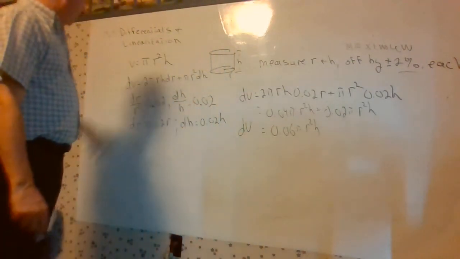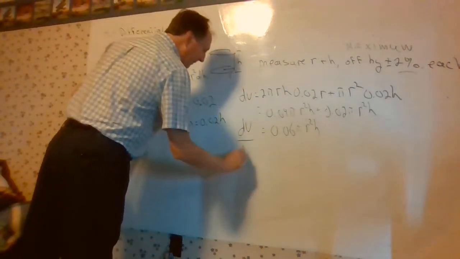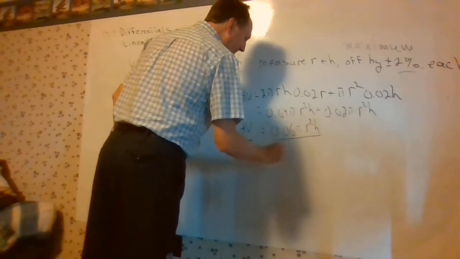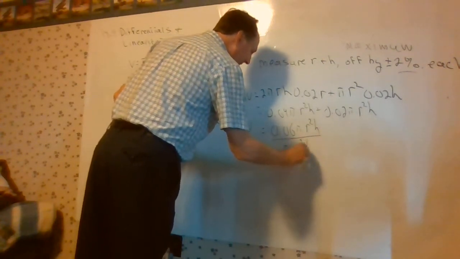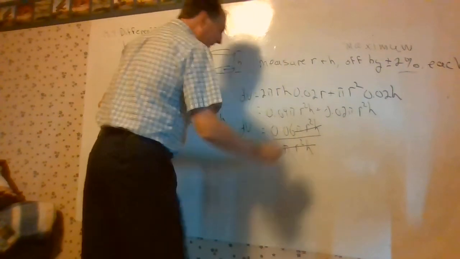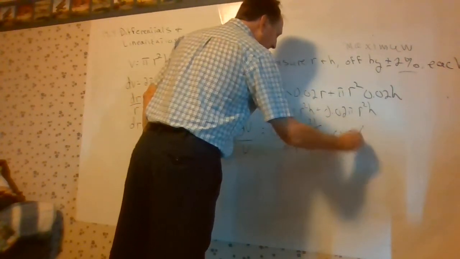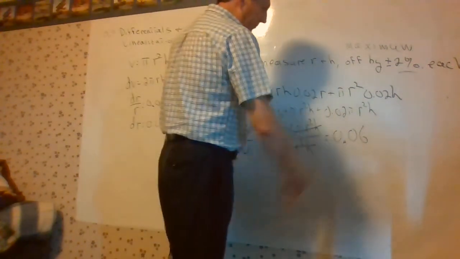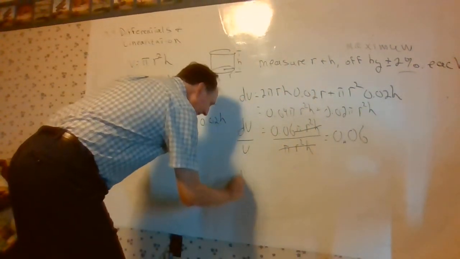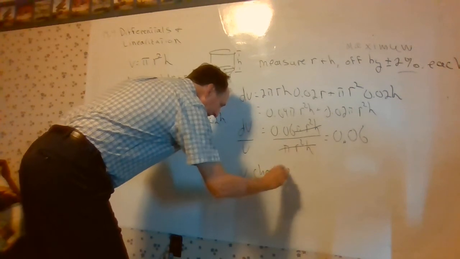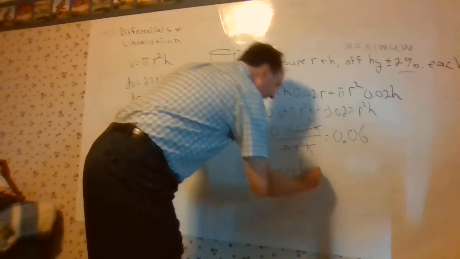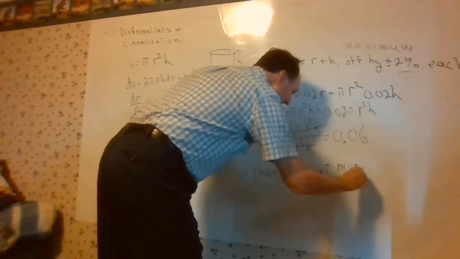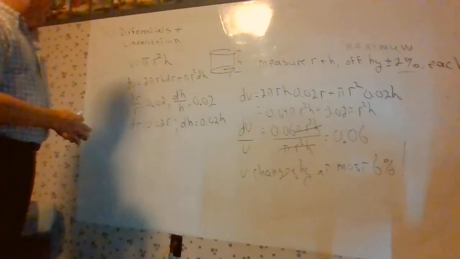Now, if we want to put this into some sort of usable format, I can divide that side by v, and I can divide this side by the algebraic equivalent of v, pi r squared h. That cancels, and we get dv over v is 0.06. Okay, v changes by at most 6%. Okay, and that's where we can use differentials.